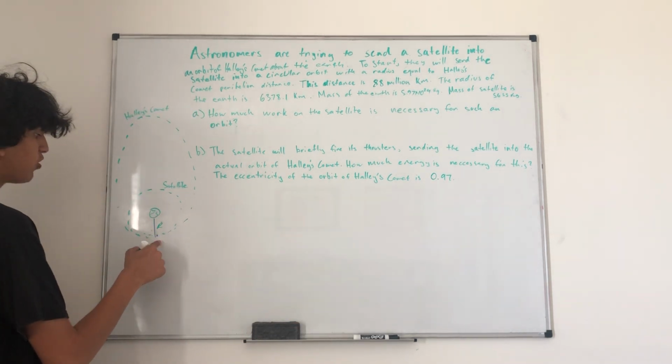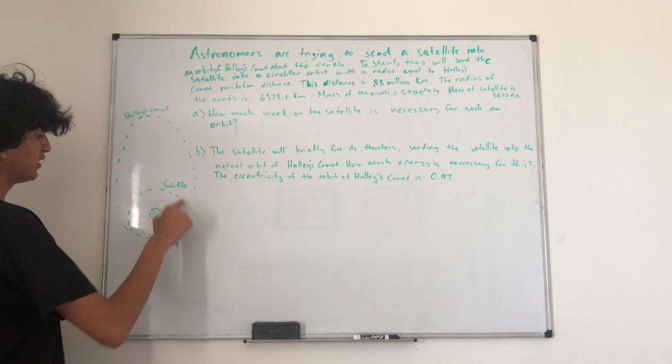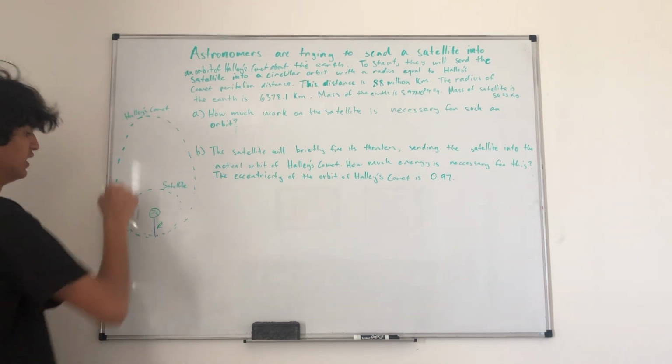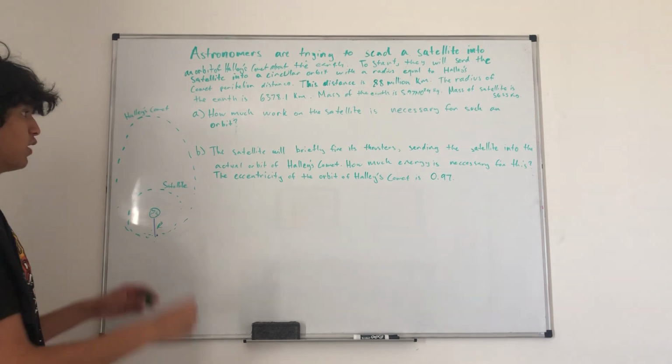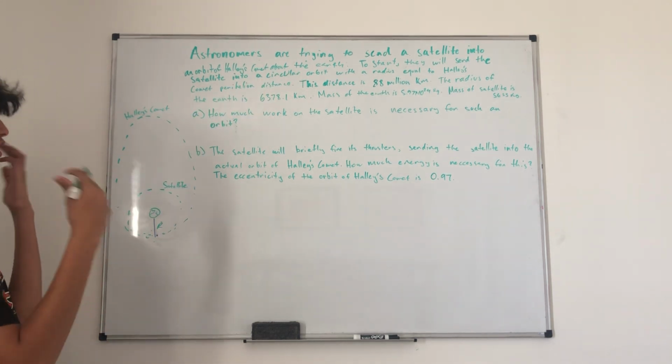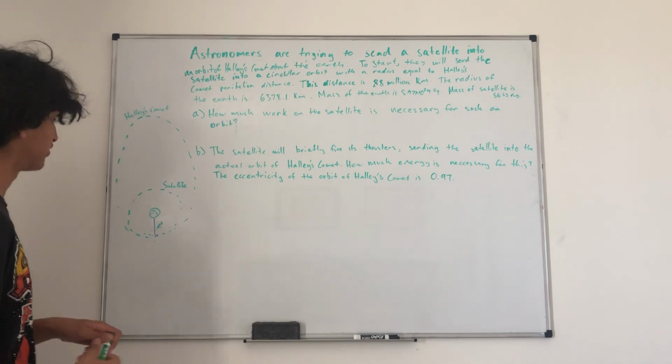This is going to be a radius r, right? We're going to orbit with that perihelion distance, and the actual orbit would kind of be like this, where this is the closest approach to the Earth, 88 million kilometers. So how much work on the satellite is necessary for such an orbit?